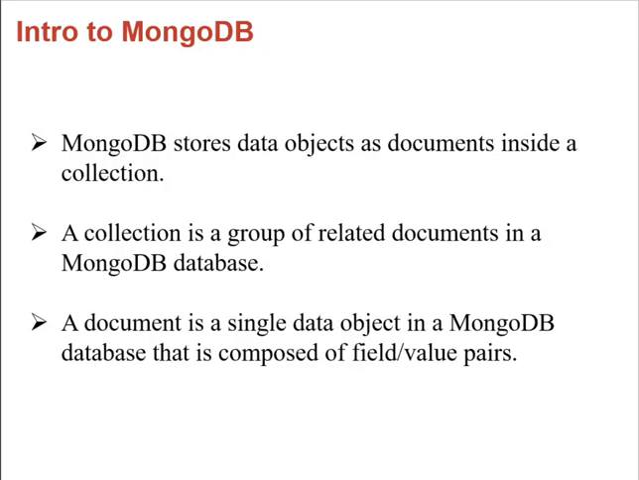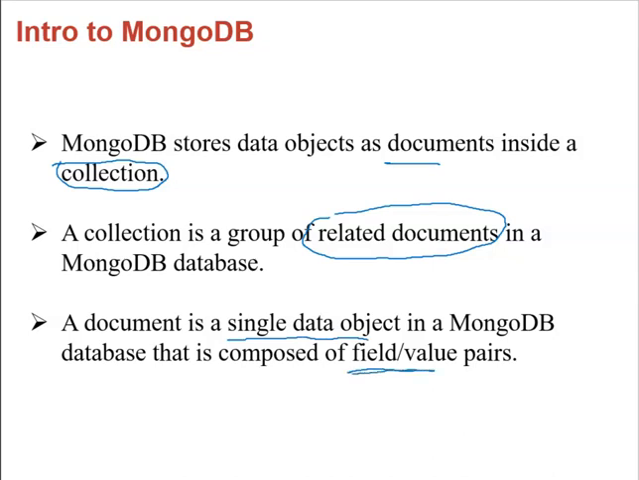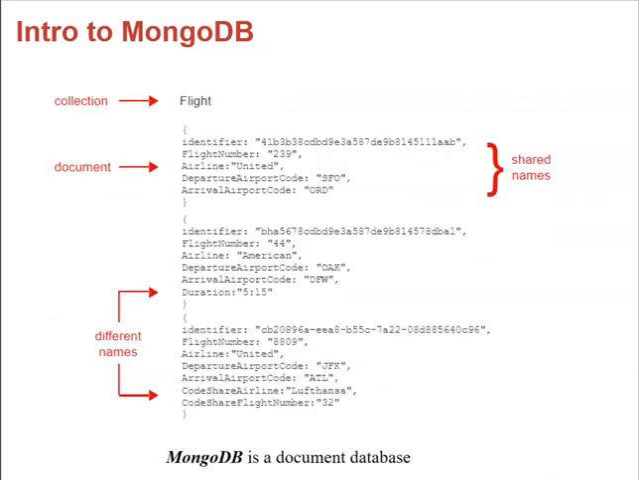And again, MongoDB is a document database, which means that it stores objects as documents inside a collection, right? We have briefly looked at that before. A collection is a group of related documents in a MongoDB database, and a document is a single data object in a MongoDB database that is composed of field and value pairs. So there's a key and then there's a value, which is a document associated with that key. Here is a slide from the previous lecture.